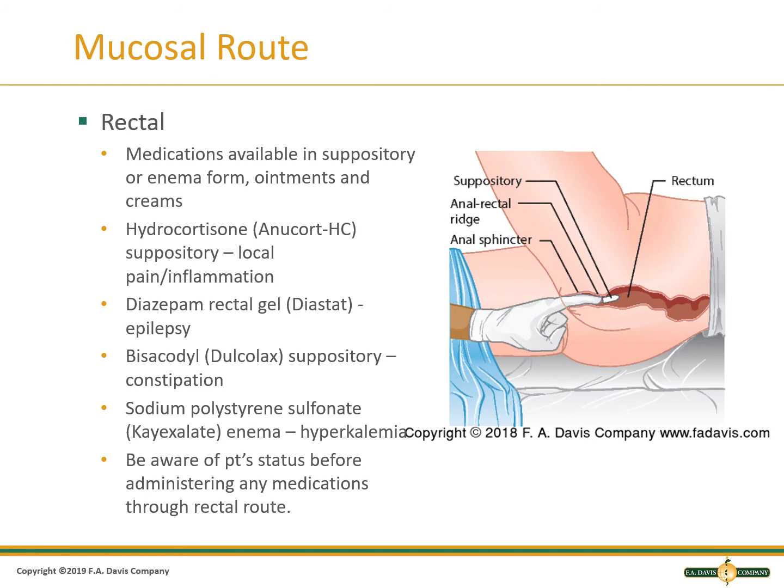Be aware of patient status before administering any medication through rectal route. For example, if the patient has had a history of cardiac arrhythmias or just had myocardial infarction, giving a suppository may stimulate the vagus nerve and trigger dysrhythmias. You want to lubricate the rectal suppository before administration as well.